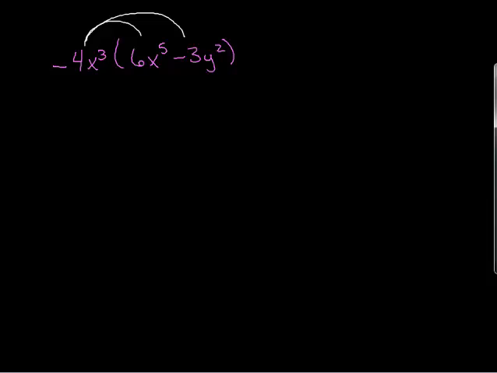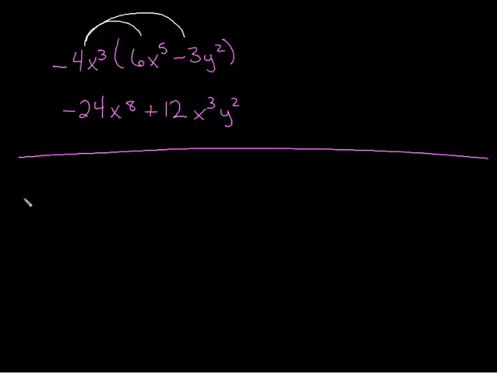When we have a negative on the outside and I distribute in, a negative times a positive will give me a negative. So negative 4 times positive 6 is negative 24. I still add the exponents. 3 plus 5 is 8. Here I have a negative times a negative, so that gives me a plus 12, x to the third y squared.